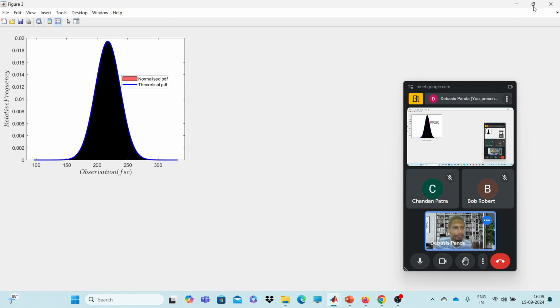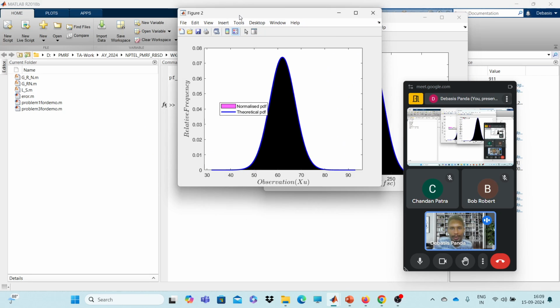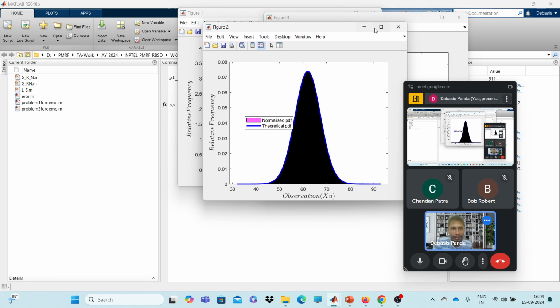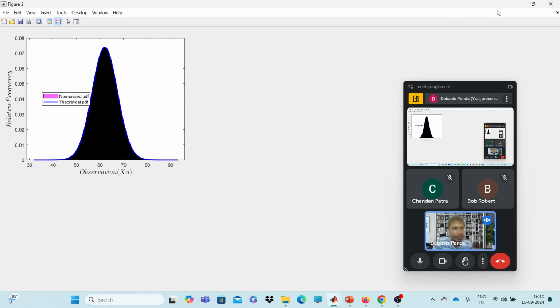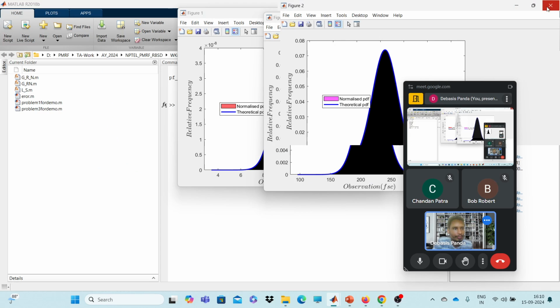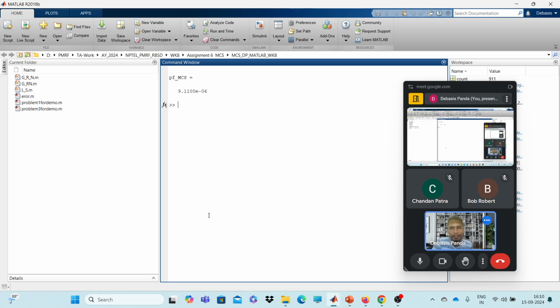One sec. Figure 1, figure 2 and figure 3. Any one of them I can zoom. It is not zooming, actually it's still running in the background. So let it finish, and meanwhile we will check the results.